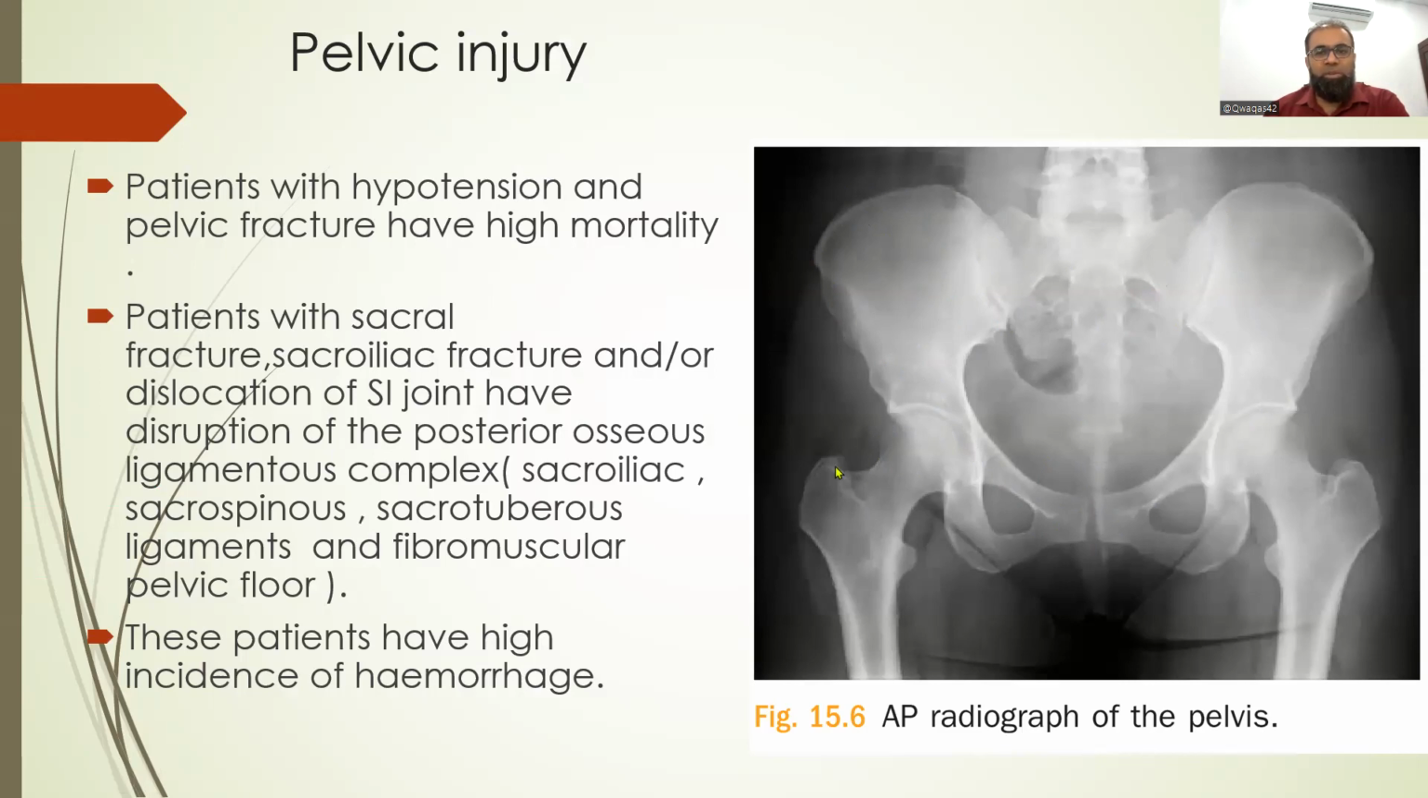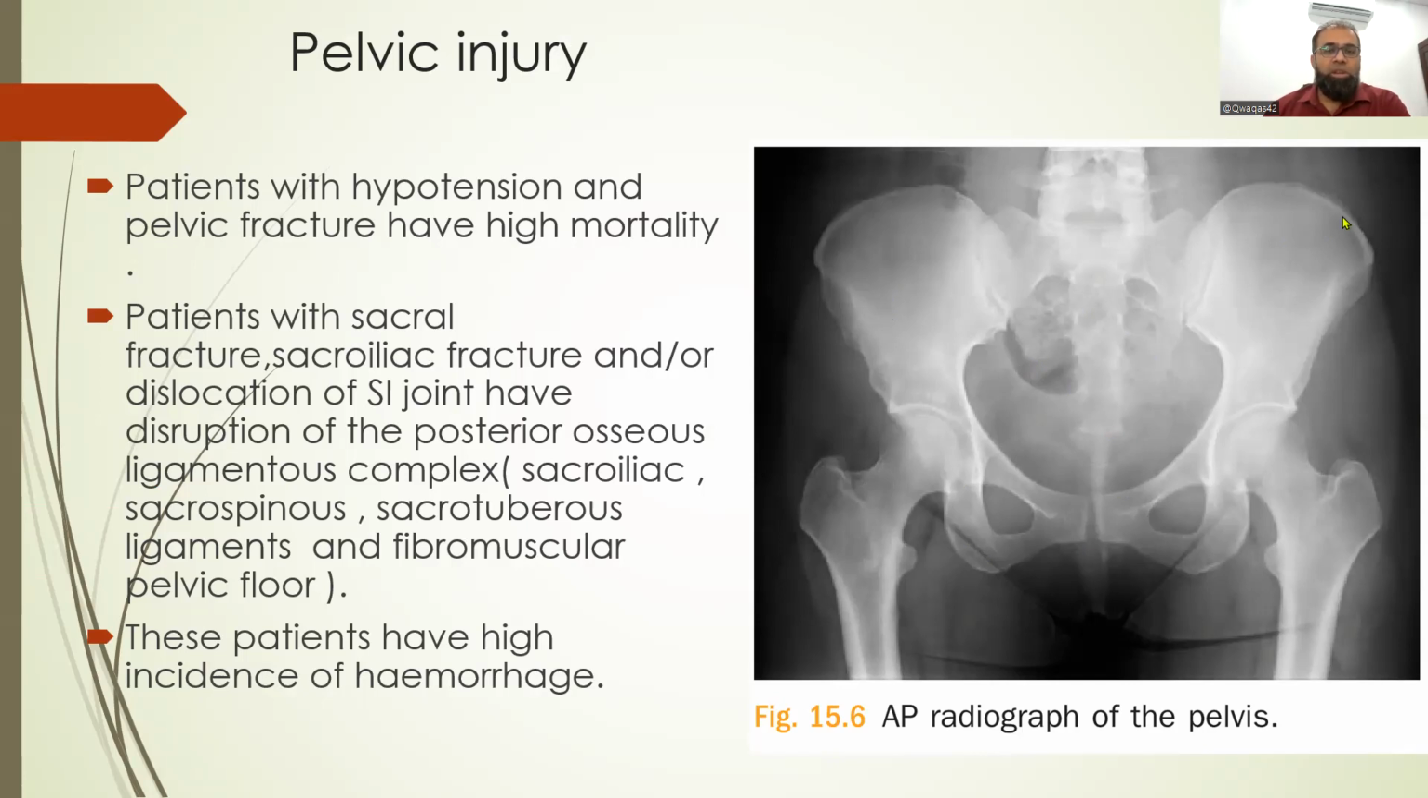This is the neck of the femur. You can have a fracture here. These are the pubic and ischial rami. You can fracture here. So what's the issue with the pelvic fracture? There can be hypotension associated with it, and there's very high mortality. If the patient has hypotension with a pelvic fracture, the mortality is very high. So you have to then stabilize your patient.